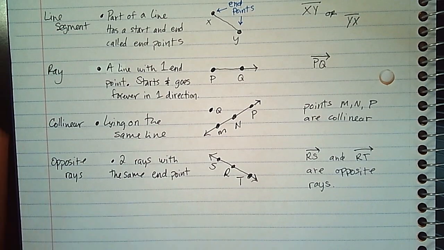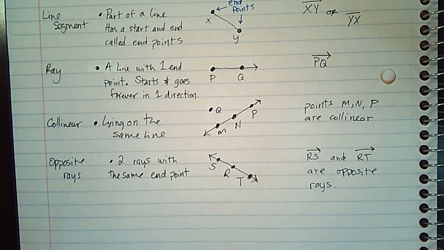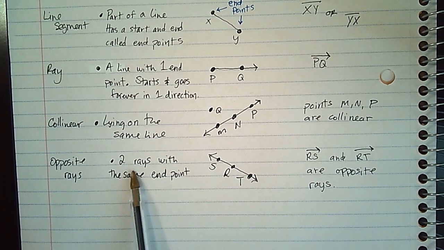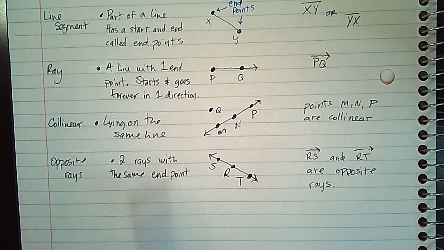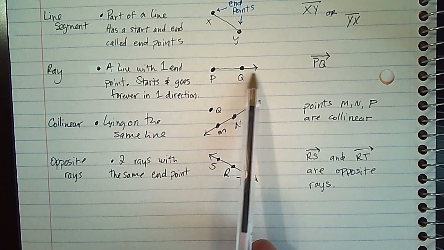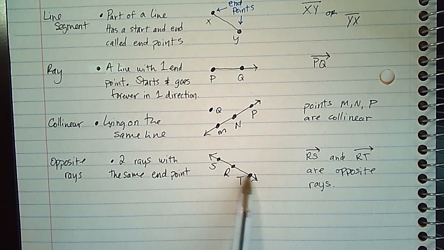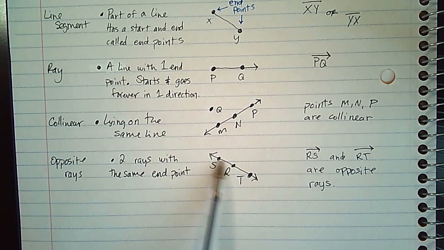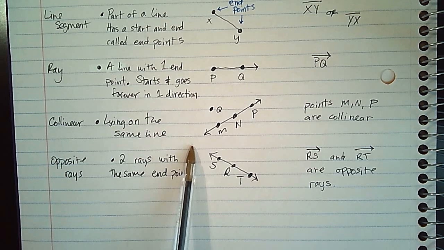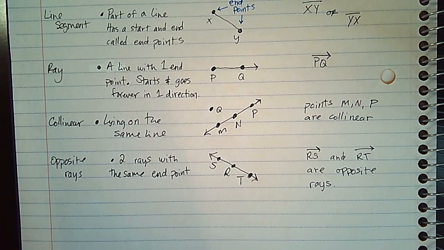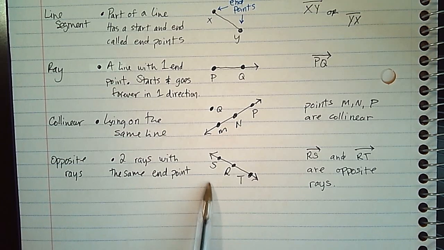Opposite rays, this is the last one. Opposite rays are pretty much two rays with the same endpoint. So remember, this is what a ray looks like. Imagine you have a ray going in this direction, and then you have a ray going in this direction. Those are opposite rays. However it's oriented doesn't matter, but it's two rays going in opposite directions. And you may say it looks like a line. Well, it does look like a line, right?